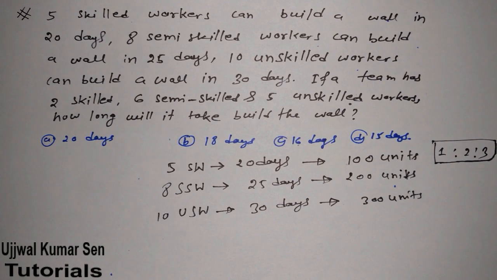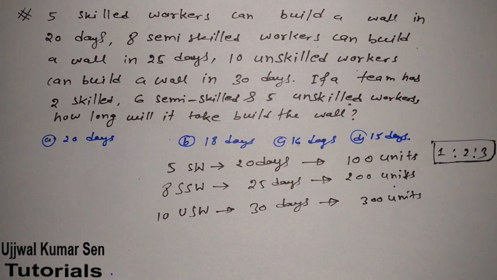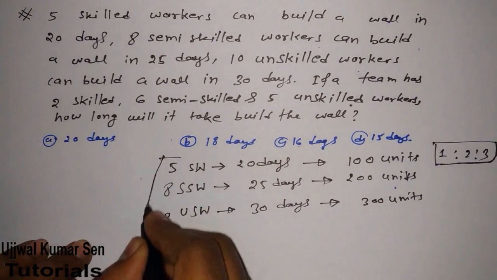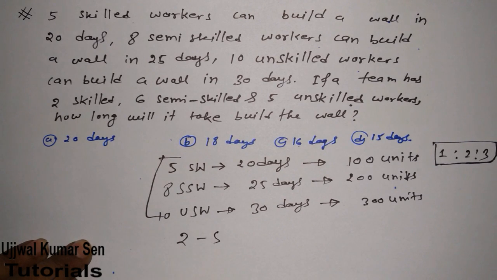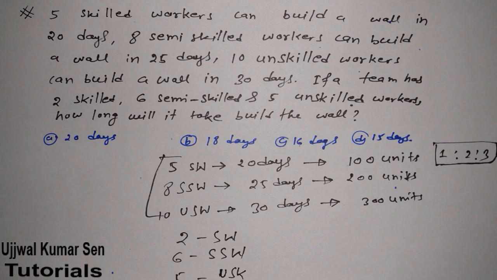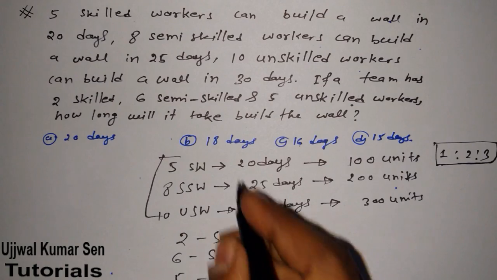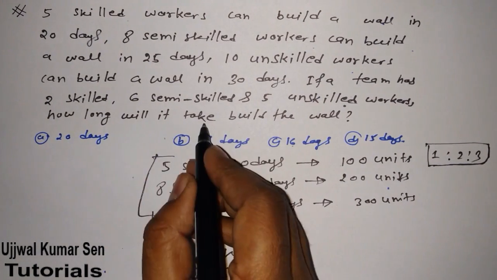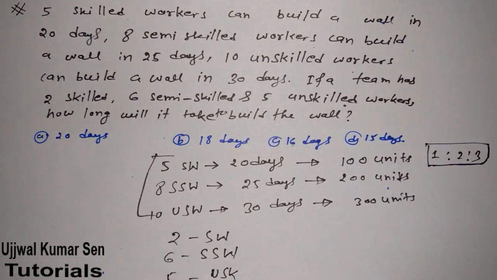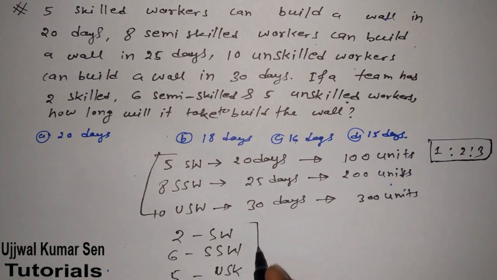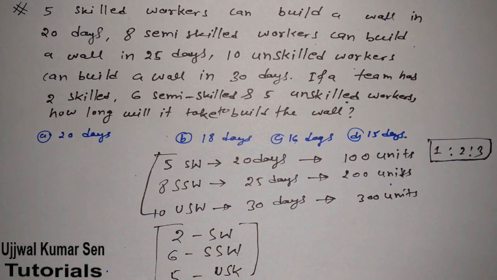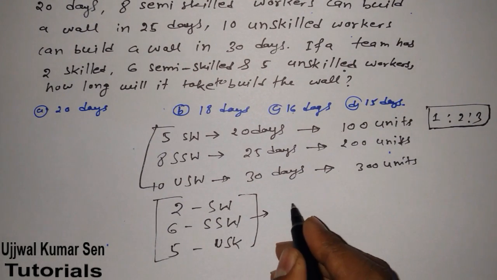That's why I am sharing with you the approach you require to solve the question. Now, they have given a team: 2 skilled workers, 6 semi-skilled workers, and 5 unskilled workers. How long will it take them to build the wall? So this is the workforce we have, and how many days will it take to build that wall?